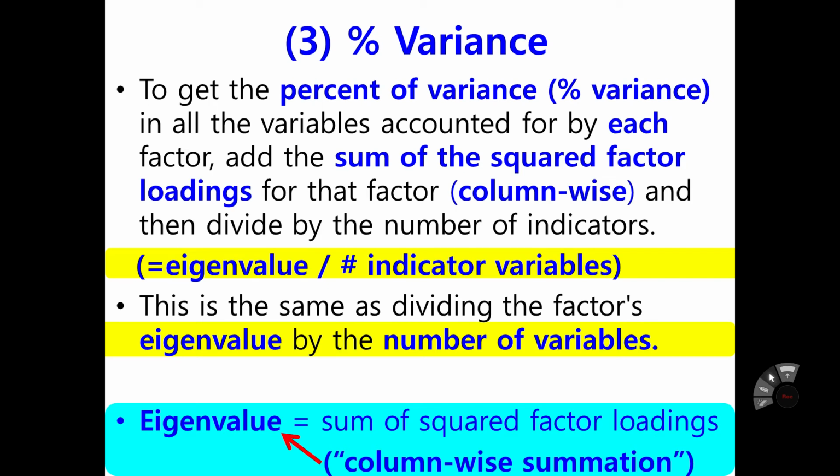So in the first stage, the eigenvalue is measured as the column-wise summation of squared factor loadings. Stage 2, the estimated eigenvalue will be divided by the number of variables under study in the sample. So percent variance is the eigenvalue divided by the number of indicator variables measured, observed.